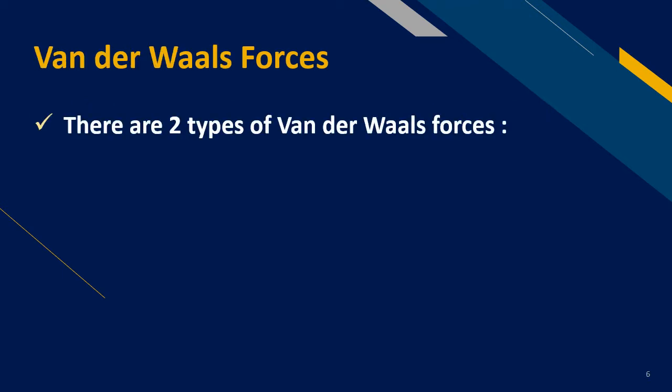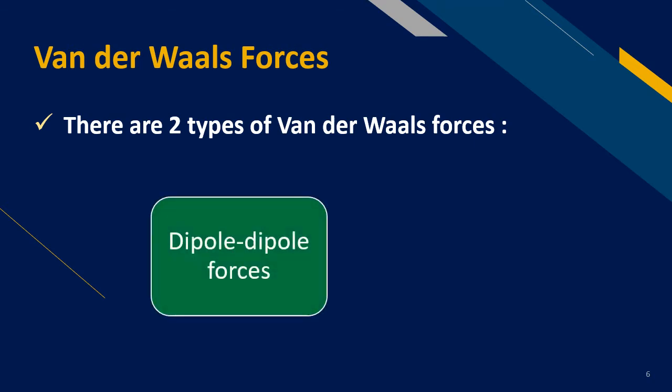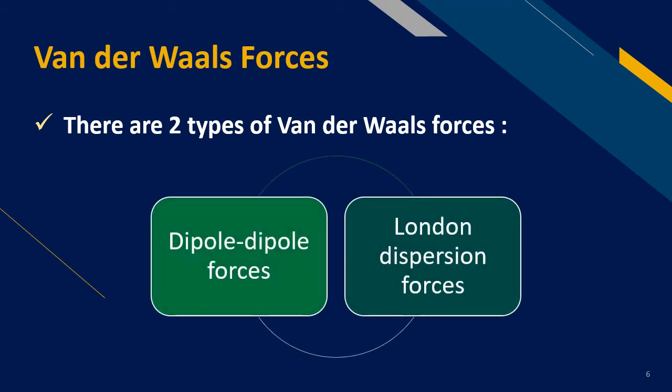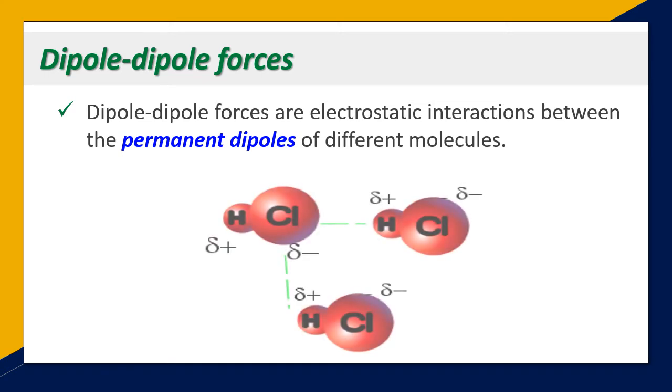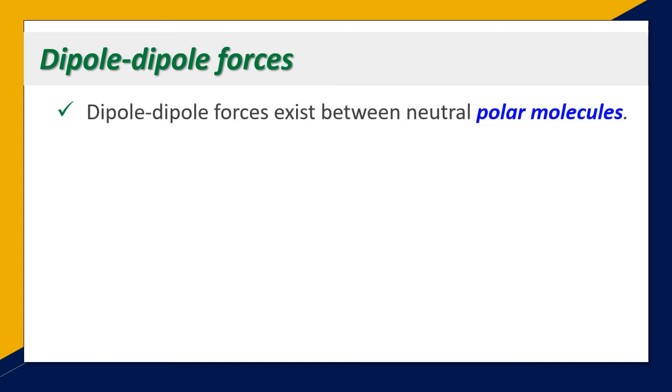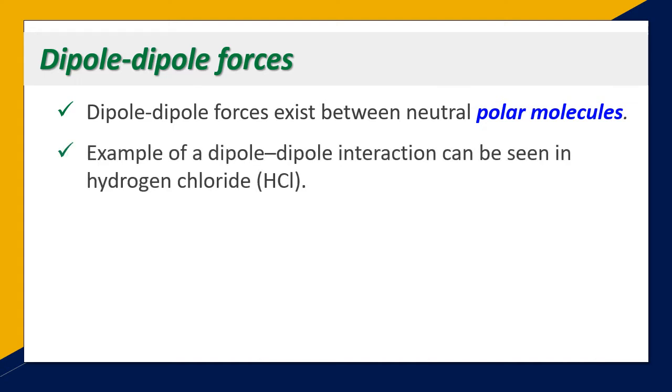There are two types of van der Waals forces. There are dipole-dipole forces and London dispersion forces. The dipole-dipole forces are electrostatic interaction between the permanent dipoles of different molecules. Dipole-dipole forces exist between neutral polar molecules.